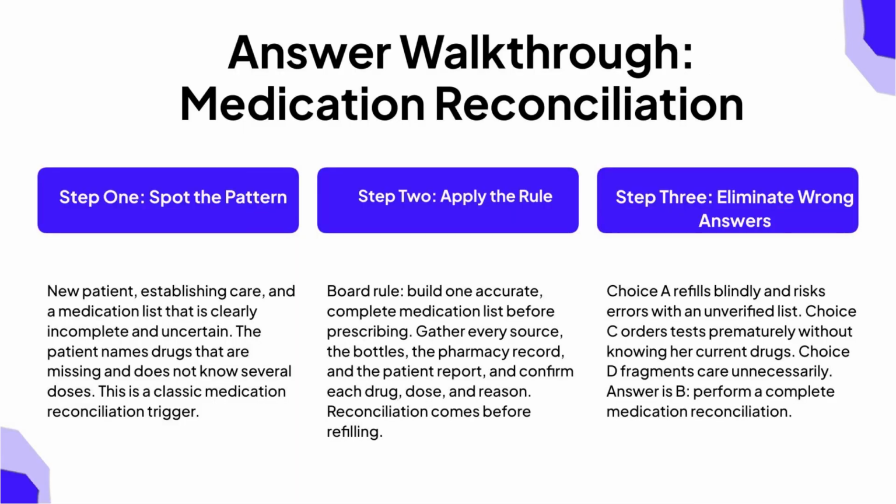Let us break this down step by step. Step 1. Spot the pattern. A new patient establishing care with a medication list that is clearly incomplete and uncertain. She names drugs that are missing from her bottles and does not know several doses. That is a textbook medication reconciliation trigger. Step 2. Apply the rule. The board rule is to build one accurate and complete medication list before you prescribe anything. Gather every source, the bottles, the pharmacy record, and the patient report, and confirm each drug, its dose, and the reason she takes it. Reconciliation always comes before refilling.